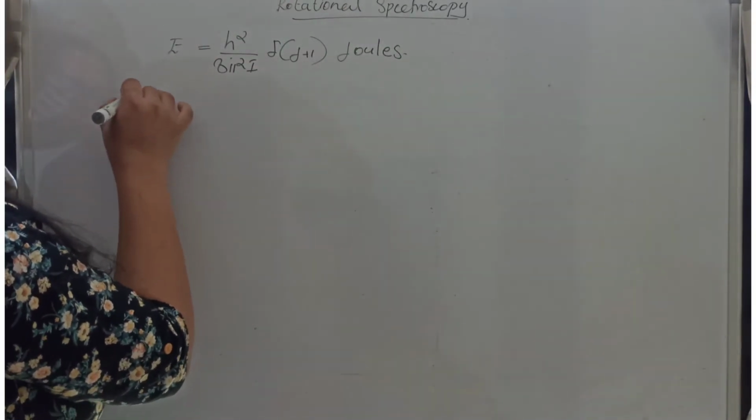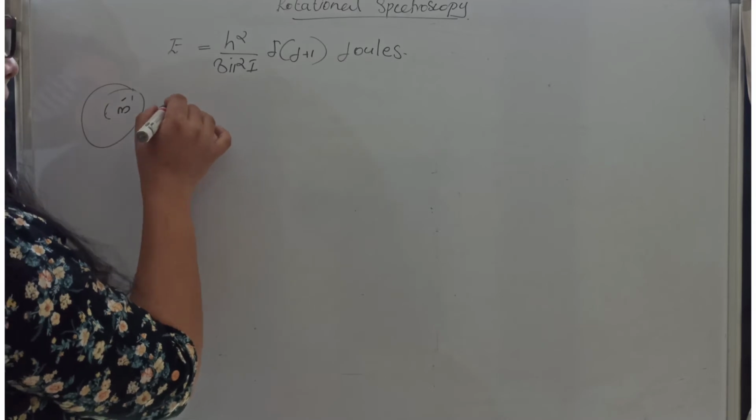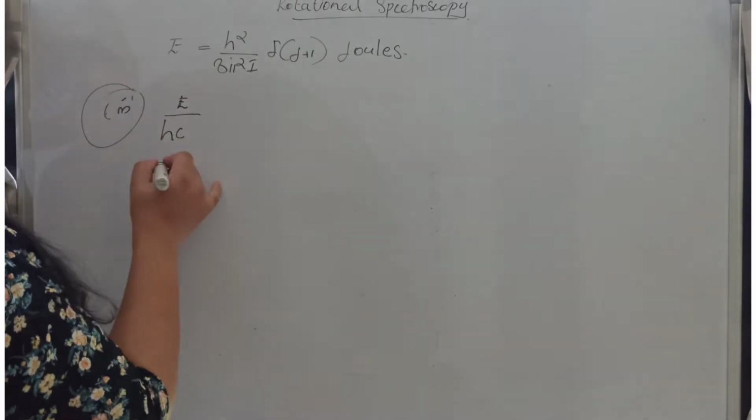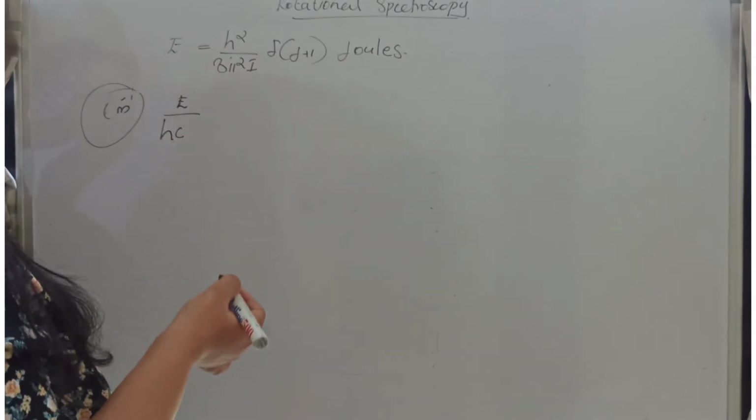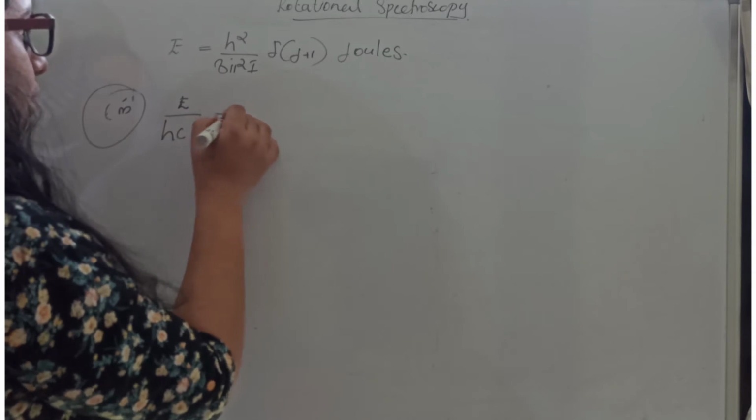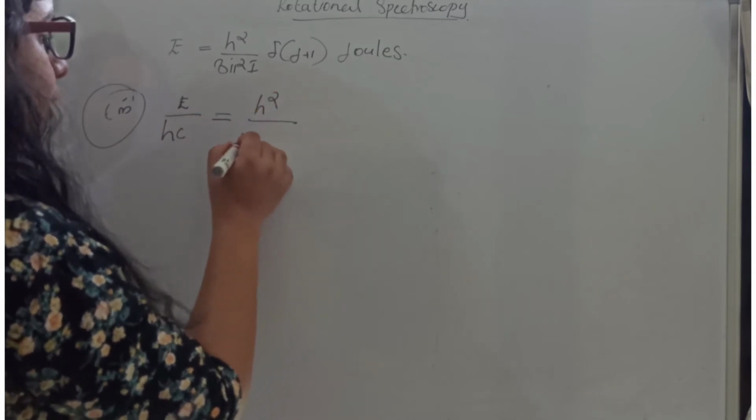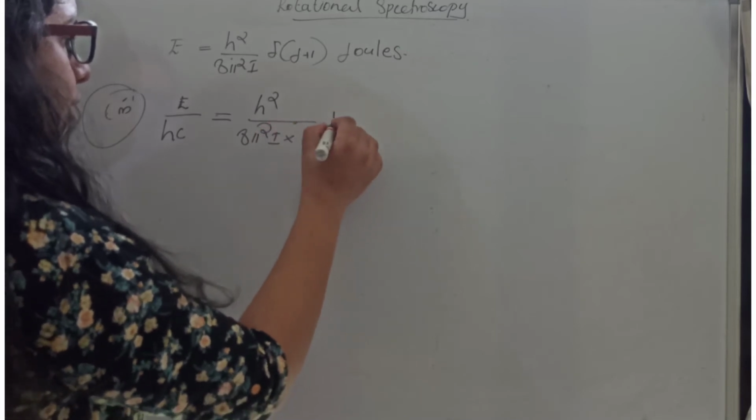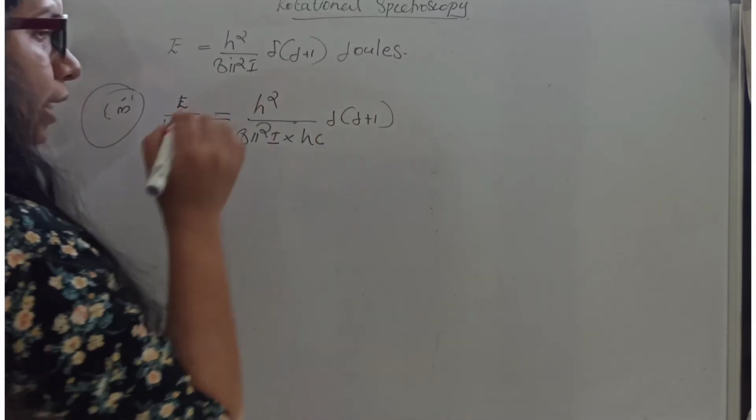Now we want to convert it into centimeter inverse. In converting to centimeter inverse, we have to divide the equation by hc, so E by hc. If you divide this equation, the energy equation in joules, by hc, you will get the energy in centimeter inverse. So let's divide h square by 8 pi square I c j into j plus 1 by hc.